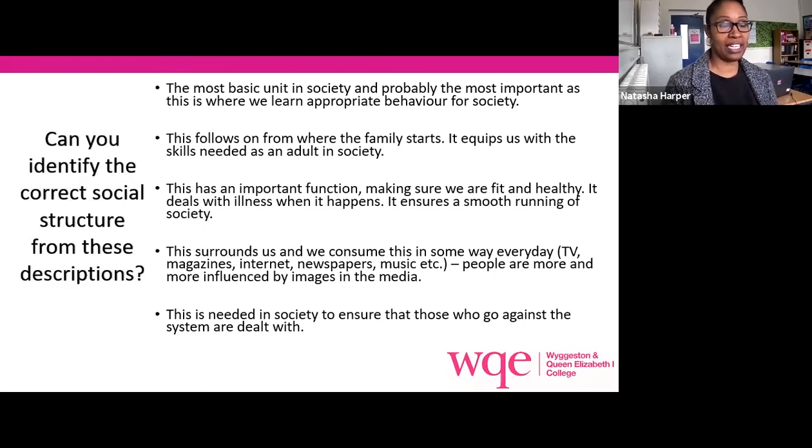The third one then has an important function, making sure we're fit and healthy. It deals with illness when it happens, and it ensures a smooth running of society. Again, this one would be the health service. Obviously, we need people to be fit and healthy in order to do their jobs. Imagine if everybody was ill one day and nobody went into work, society would collapse. One person or a few people being sick is not a big issue, but if en masse everybody is sick, then society won't function.